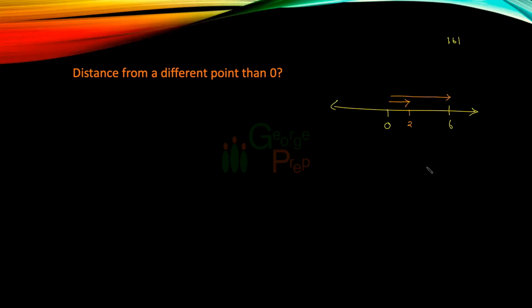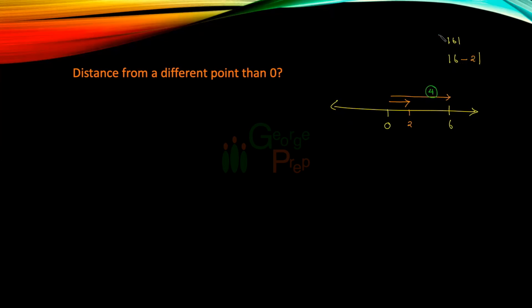Whenever you want to find out the distance of 6 from a point other than 0, you might have to do something like this: modulus of 6 minus 2, because I am trying to find out the distance of 6 from 2. So from the distance from 0, you subtract the distance from 2. Modulus of 6 minus 2, if you do, you will get the distance of 6 from 2. That will give you the answer as 4.